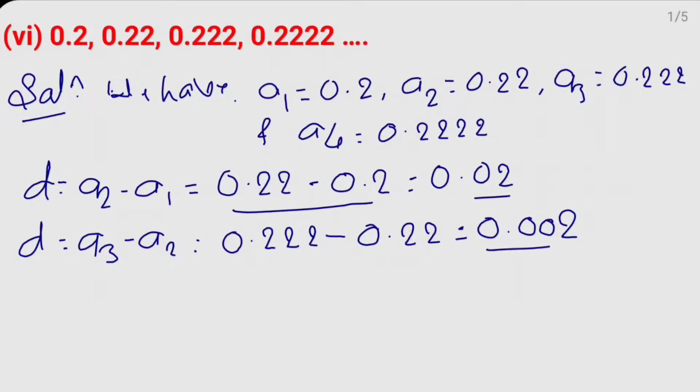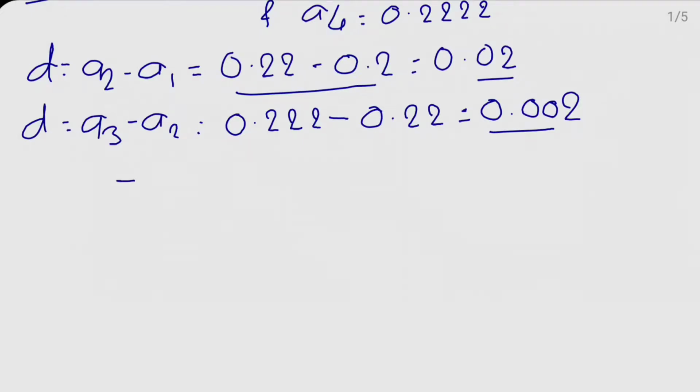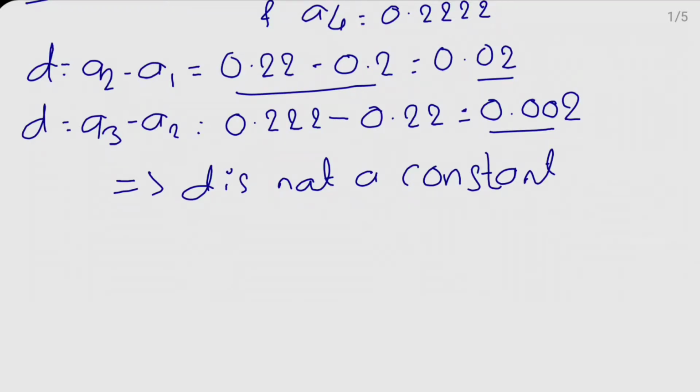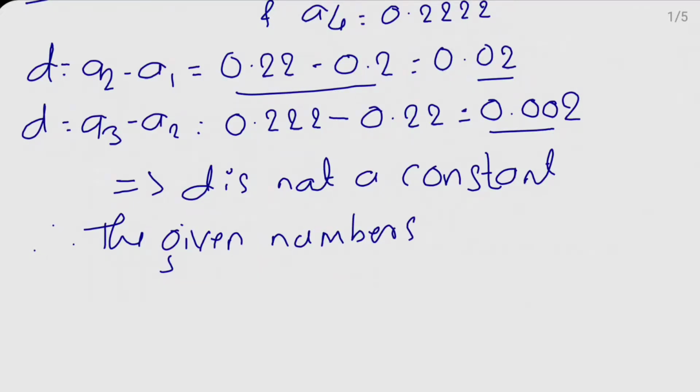So look here, D is not a constant. Therefore it is not an AP. So write down here: D is not a constant, therefore the given numbers are not in AP. Is it clear?